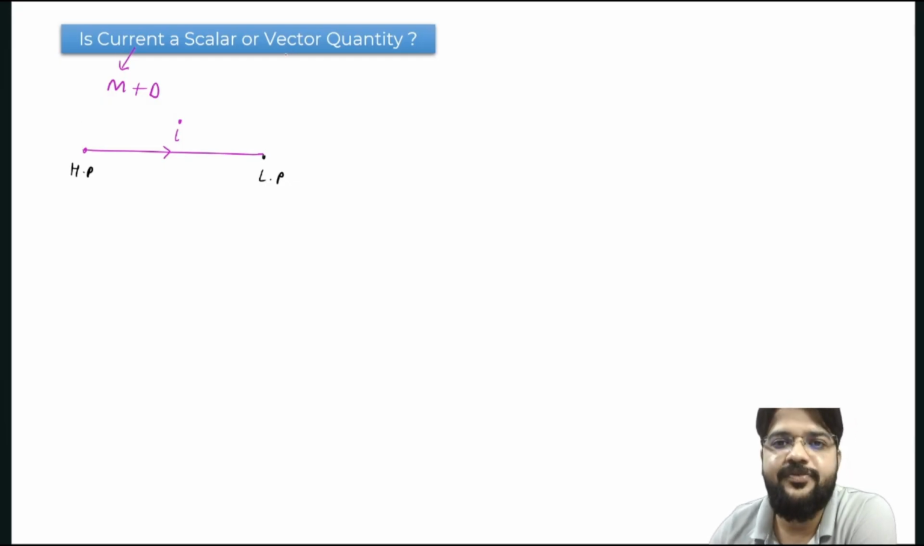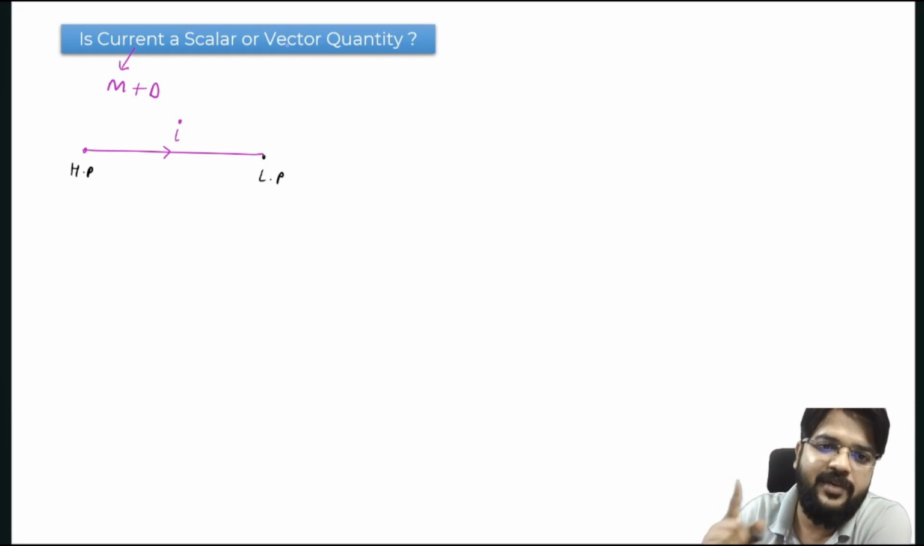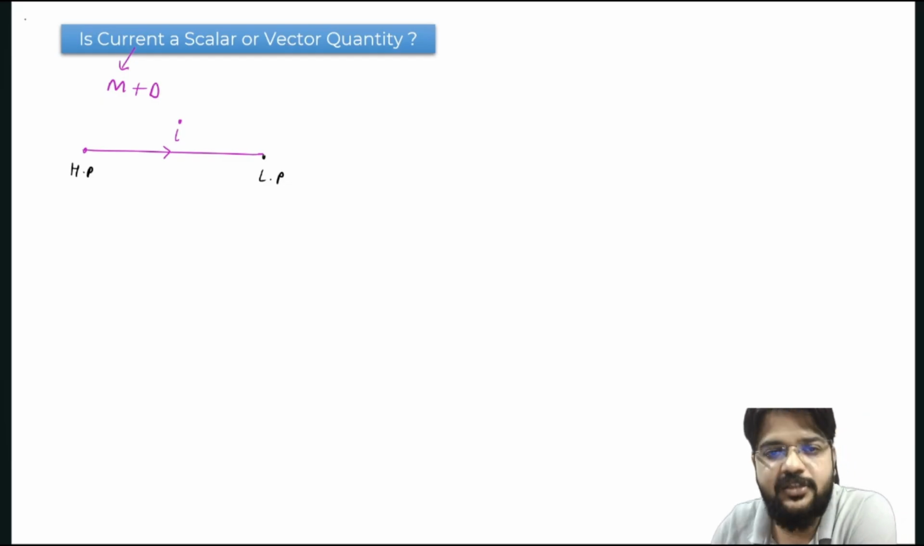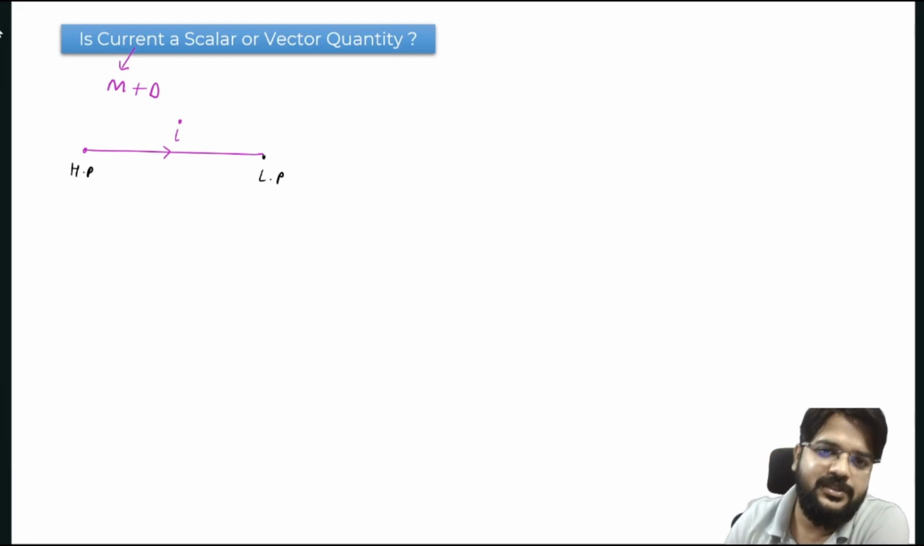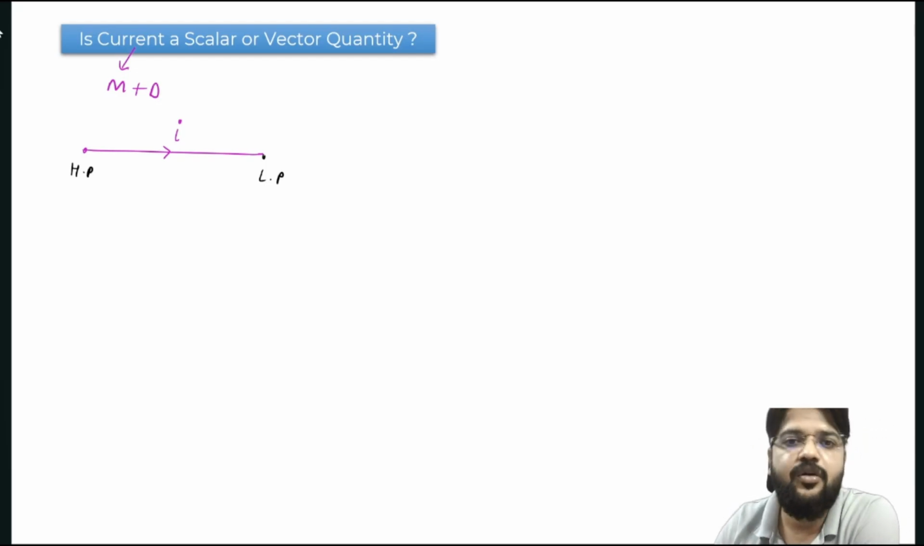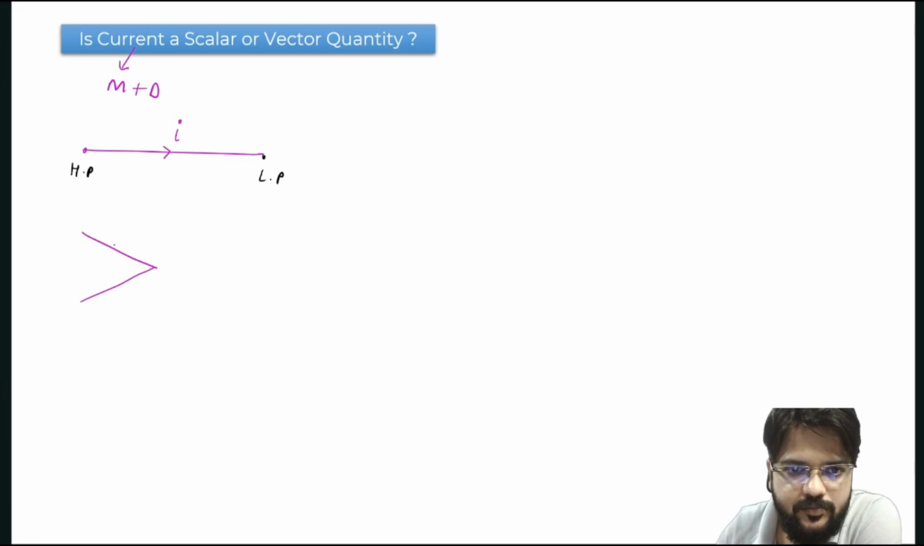But if any quantity is a vector quantity, then that quantity should have magnitude, direction, as well as it should follow vector laws also. Then only we can say that this quantity is a vector quantity. Correct? So now we will check whether current is following the vector law or not. All right. Let's suppose here we have two wires. In the first wire, let's suppose 1 ampere current is flowing, and in the second wire 2 ampere current is flowing. So what should be the total current in this wire?